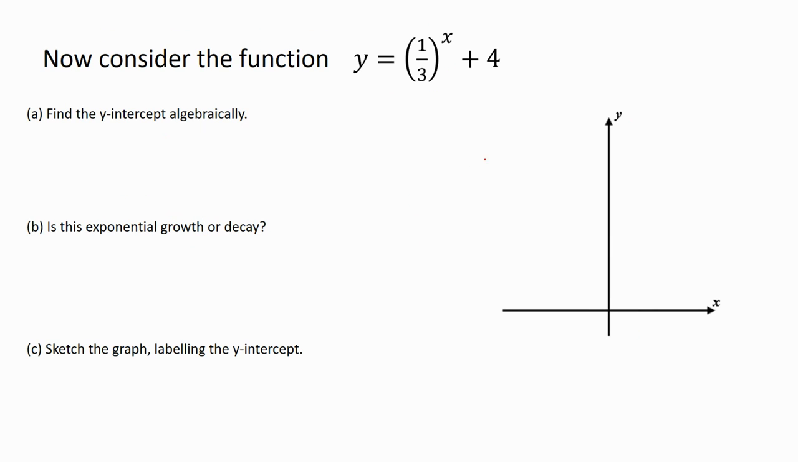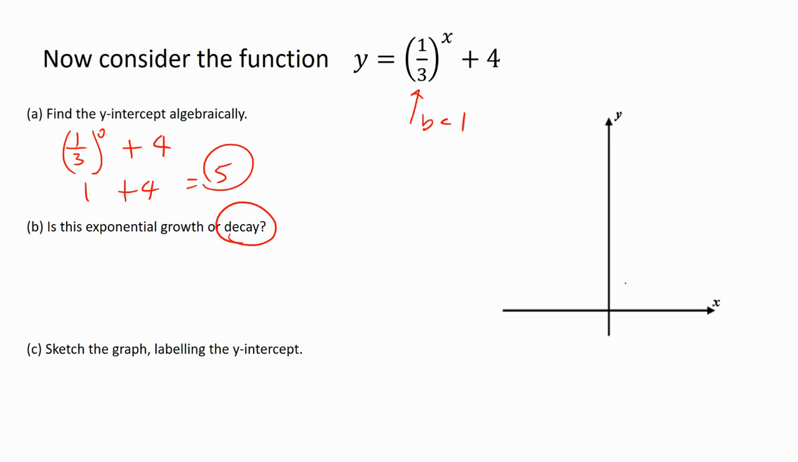Okay, another function. This time we're going to do decay, because this b value is less than 1. And if we find the y-intercept, we plug in 0. And we solve. This is going to be 1. And then we got this plus 4 outside. So the y-intercept is actually 5. 1, 2, 3, 4, 5. Okay, and then we know it's decay, so it's going to look like this.